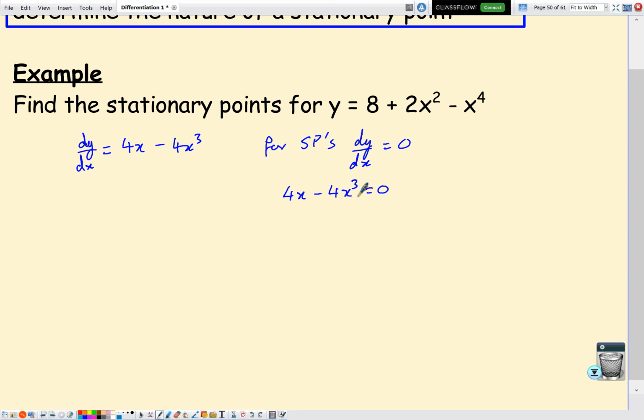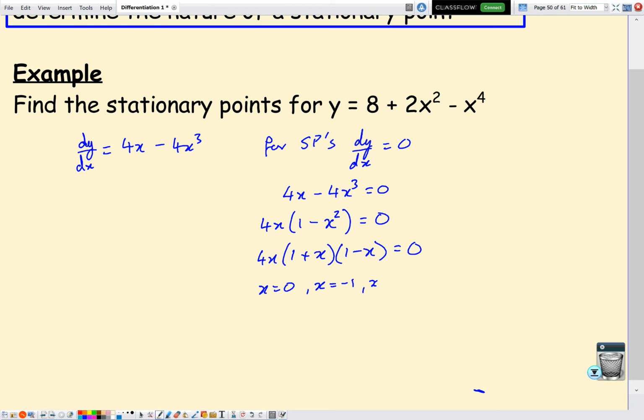Factorise and solve this equation. So 4x comes out as a common factor. 1 take away x squared go in there. And since that's a difference of two squares, we'll keep factorising. We'll get to here, and the solutions are x equal to 0, x equal to minus 1, and x equal to 1. So that's our three x coordinates.